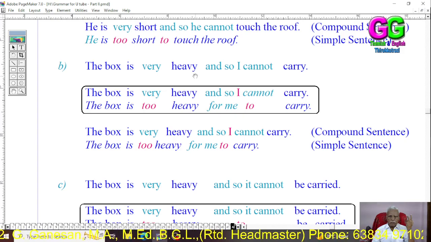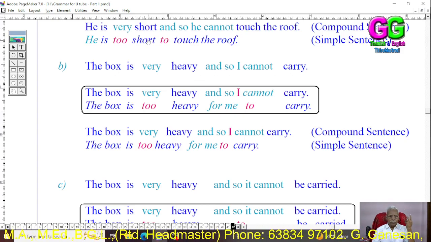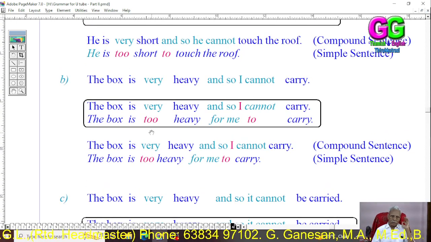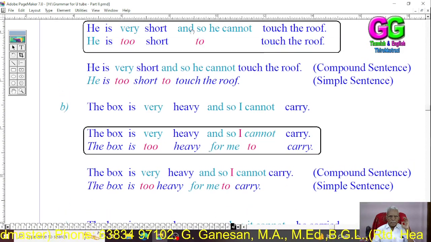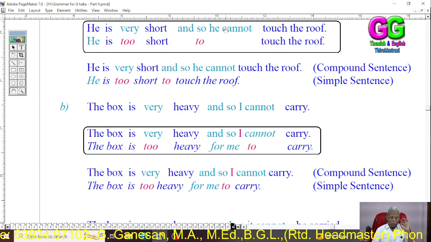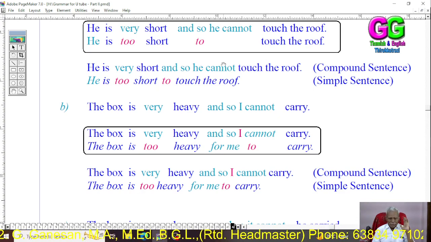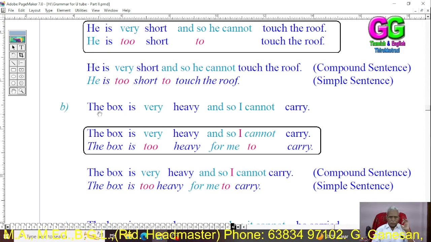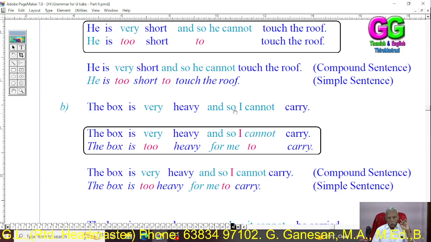The box is very heavy, and so I cannot carry it. Here, dear students, "very" is changed into "too". But here, in the first sentence, the subject in the main clause and the other clause are the same. But here, in the second sentence, in the first clause the subject is the box. In the second clause, the subject is I.